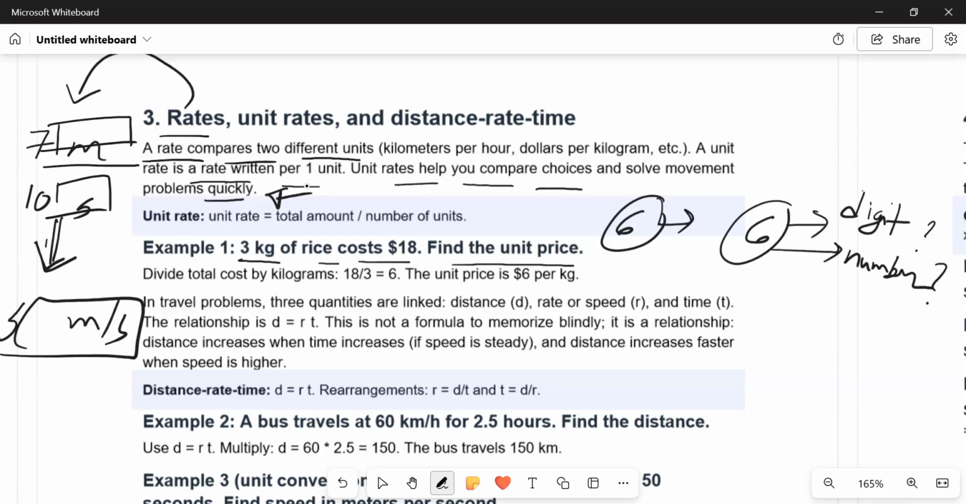Yeah, Daniel, go ahead. Okay, let me. Yeah, I think you can call it a number. And do you think I can call it a digit? What do you think? No, I don't think so. Why can't I call it a digit?